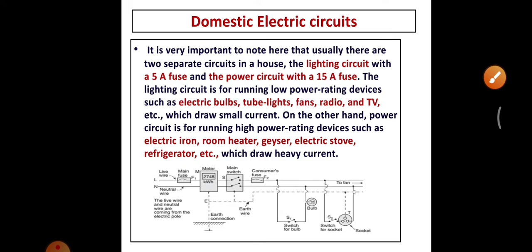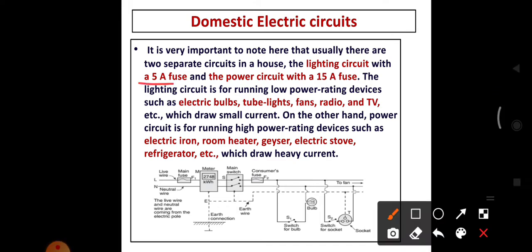Do you understand? There are two types of connections in a domestic circuit. One is the lighting circuit and another one is the power circuit. In the lighting circuit we have to use a 5 ampere fuse. In the power circuit we have to use a 15 ampere fuse. The lighting circuit is used for running low power rating devices and the power circuit is used for running high power rating devices.